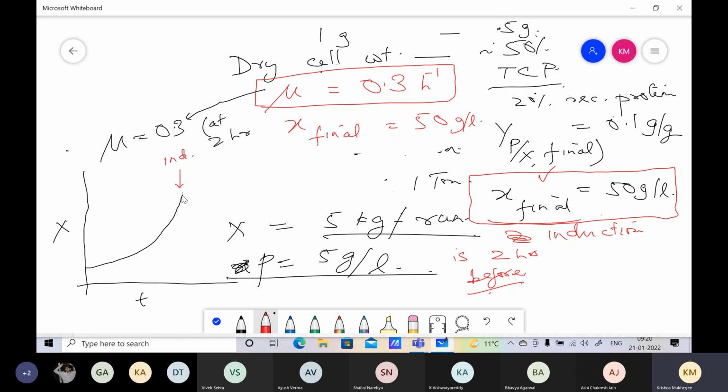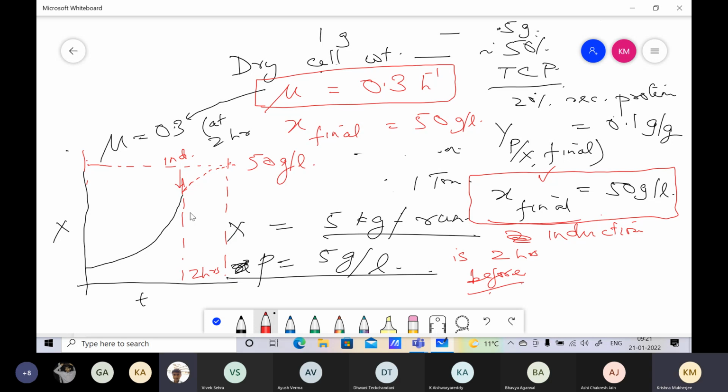And then the moment I induce, my growth rate will fall. And this is 2 hours. This is 2 hours. And 2 hours later, this point here is 50 grams per liter. Are you getting this point? Yes, sir.